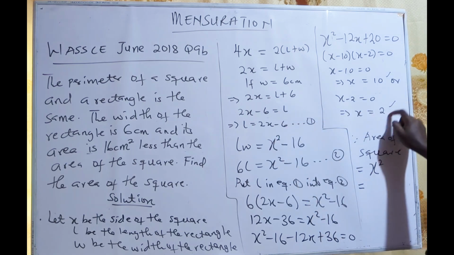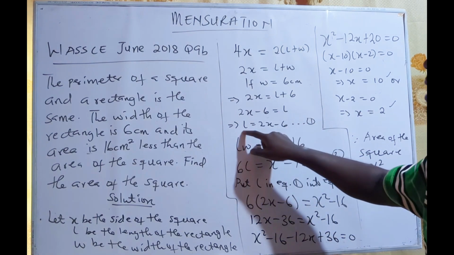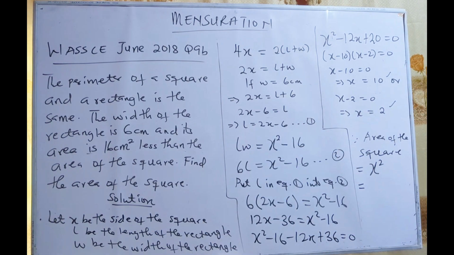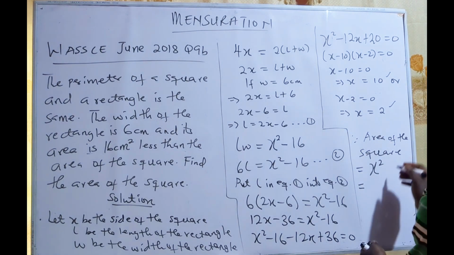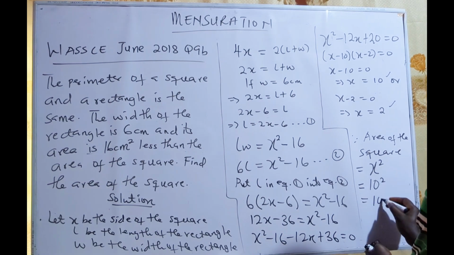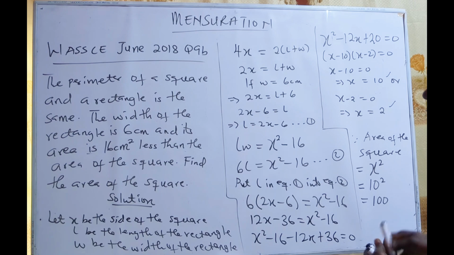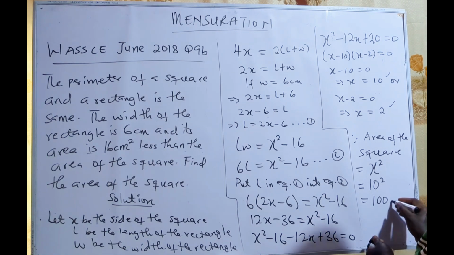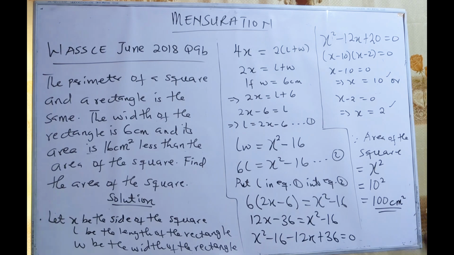So if you take s as 2 and you substitute here, you realize that you are getting the length of the rectangle to be negative. So it cannot be negative. So you have to take the 10. So it means that here the square will be 10 squared, and that will be 100 centimeters squared. So the area of the square is 100 centimeters squared.